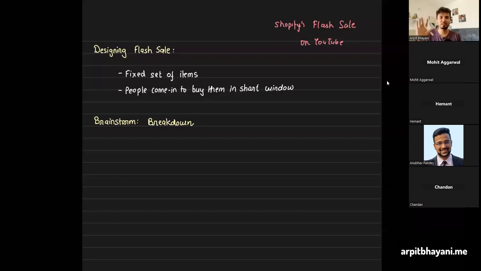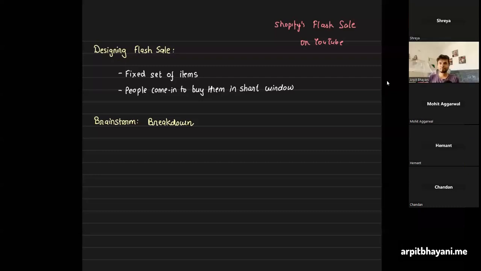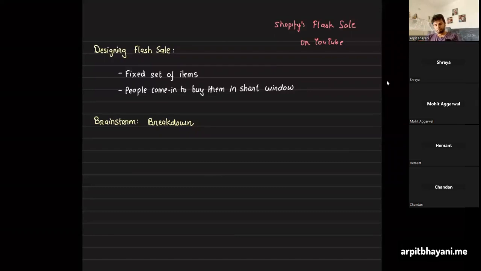Okay, so let's talk about designing flash sale. How would you go about it? Yeah, Shreya? So, should we start with the database? How would the schema look like? Whatever you feel like. Let's start with the database. Chalo, let's start.